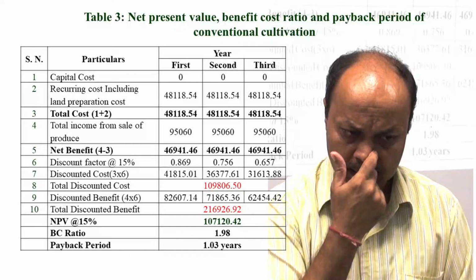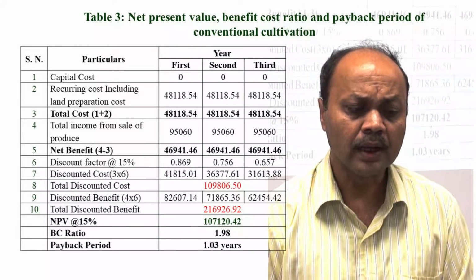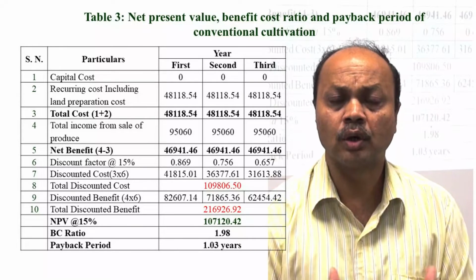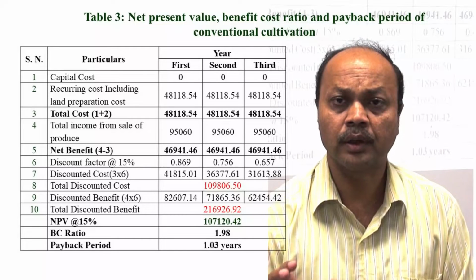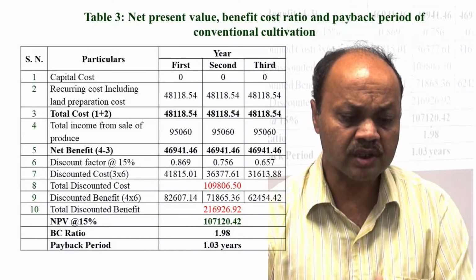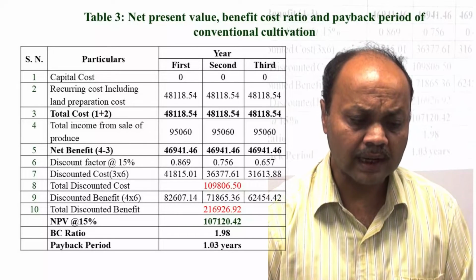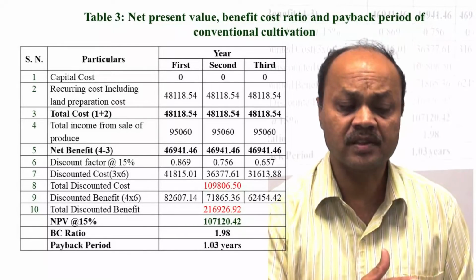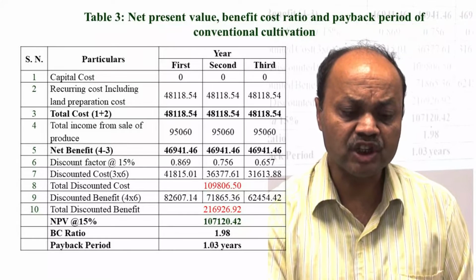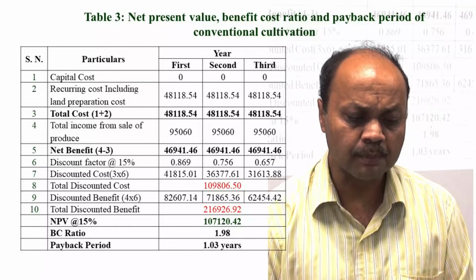So here you can see we have calculated the costs. Total capital cost is not available here, because there is no infrastructure cost incurred. This is a recurring cost, and the total cost we have already discussed. Then the benefit we have calculated, and as I told, based on the formula we have already discussed, the discount factor for each year has been given, and so we will calculate the discounted cost and discounted benefit.